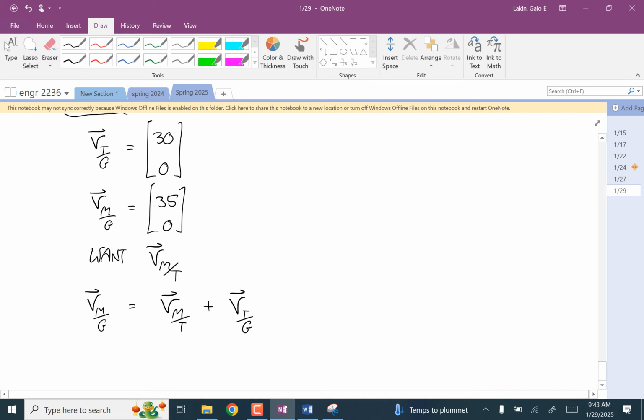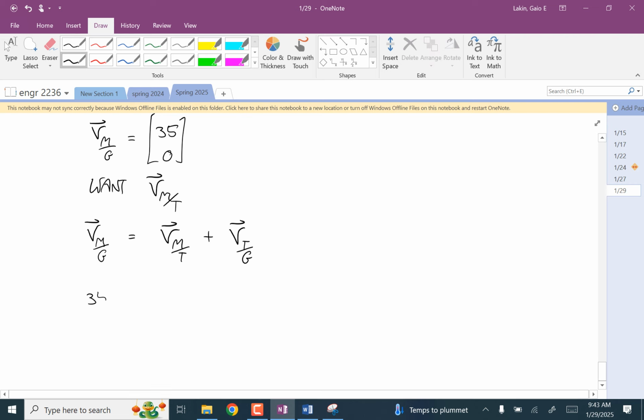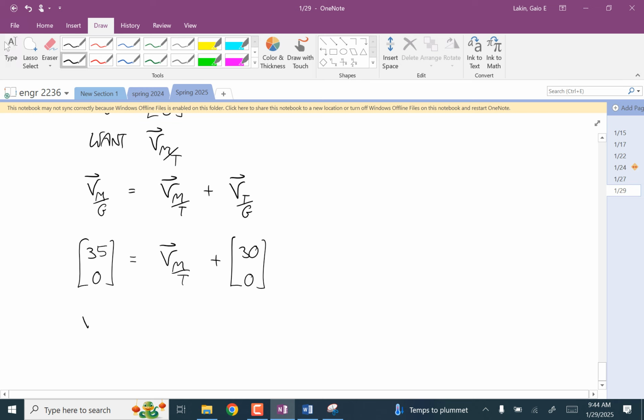So we have that 35, 0 is equal to the velocity of the man relative to the train plus 30, 0. Subtract 30, 0 from both sides, and you get that the velocity of the man relative to the train is equal to 35, 0 minus 30, 0, or 5, 0.